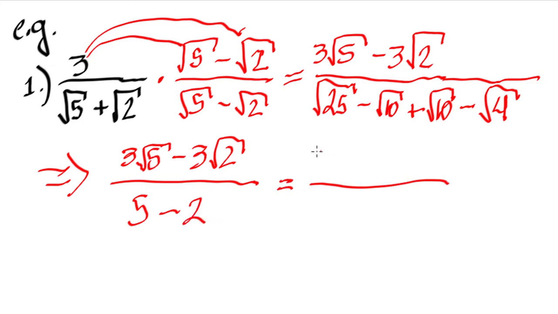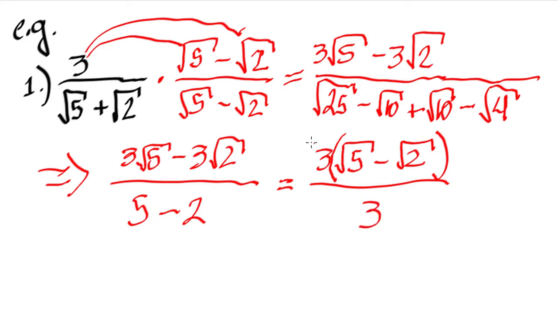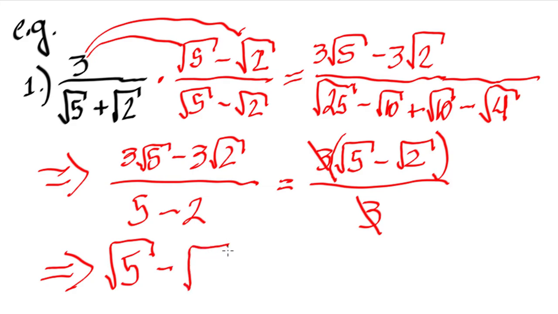Maybe we can get the 3 out and get the common monomial factor, which is 3 times square root of 5 minus square root of 2. What I did is I just extracted the 3 outside. And this is 5 minus 2, which is 3. Clearly, we can cancel the 3 and 3 here, which will give us the final answer, which is square root of 5 minus square root of 2. And that's our answer for number 1.